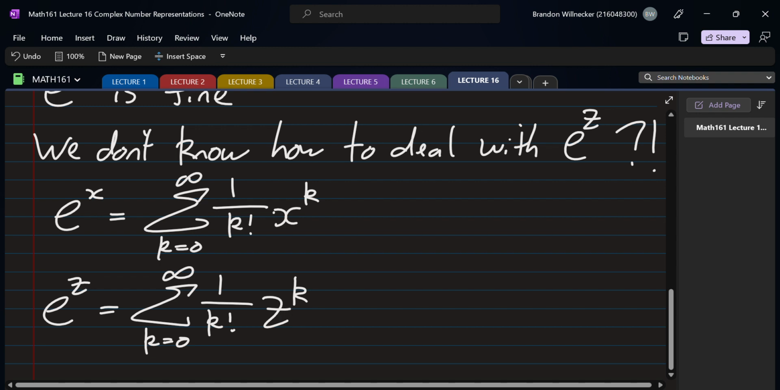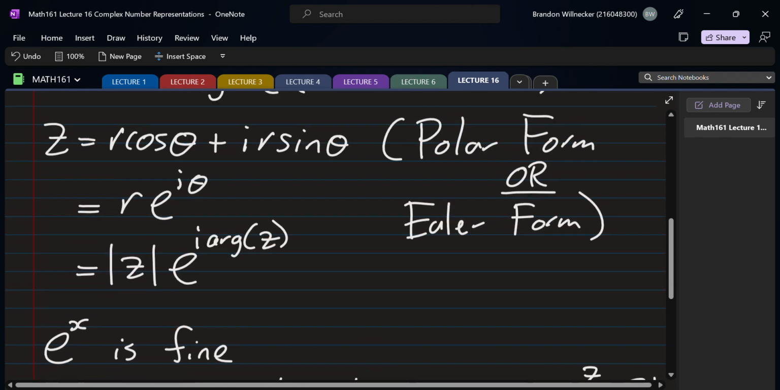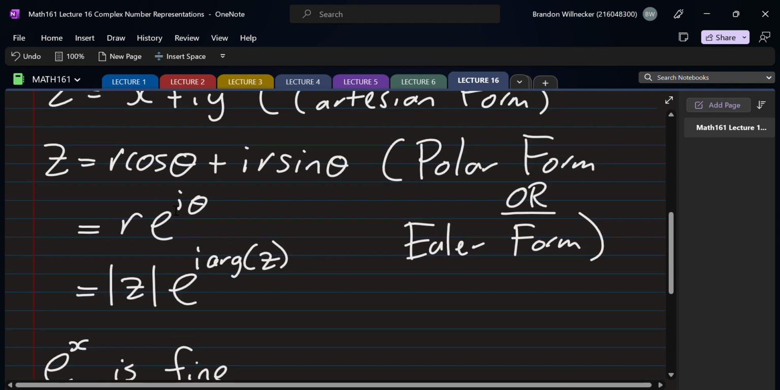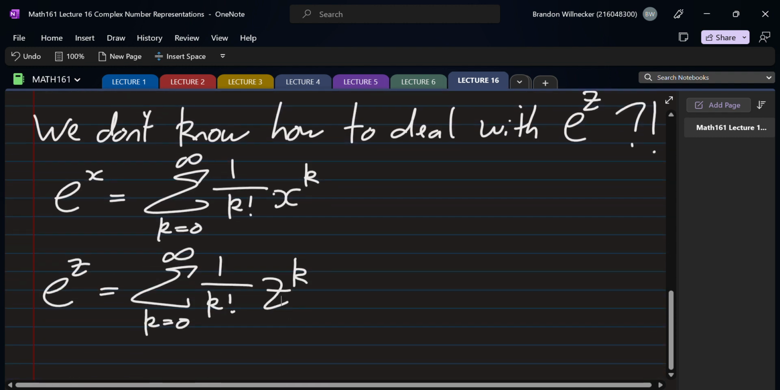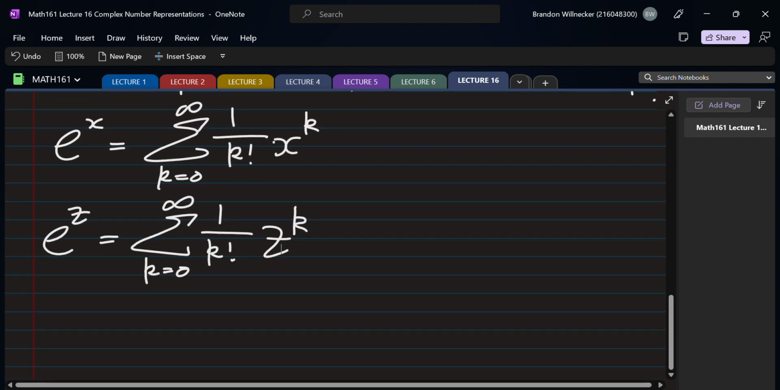Now, z, that's a complex number. What we want to show is that this e to the i theta is equal to cos theta plus i sin theta, because we factored out this r. And we're going to show that using this Taylor series definition.